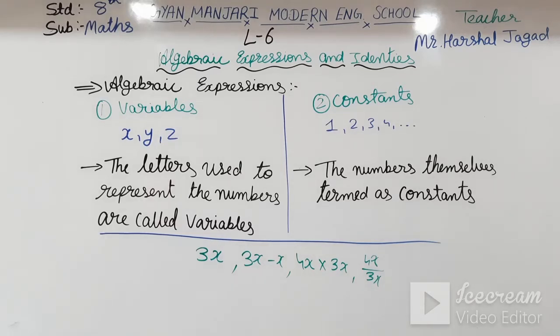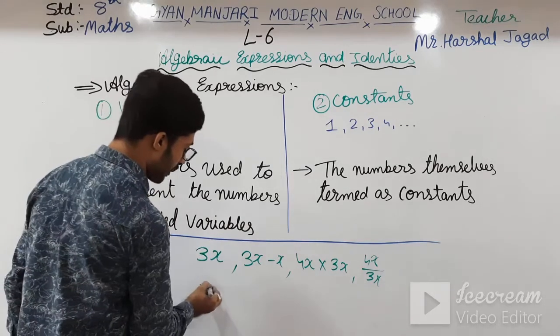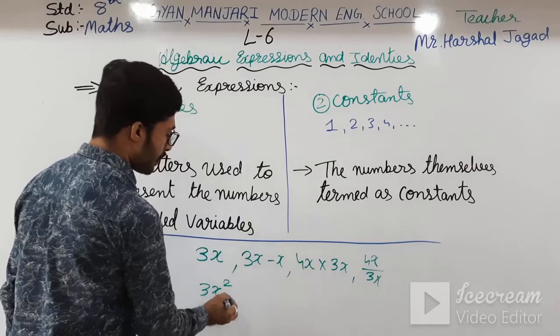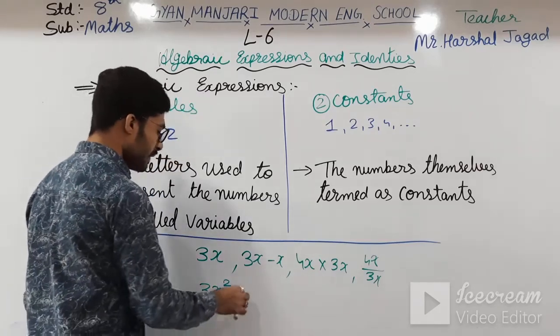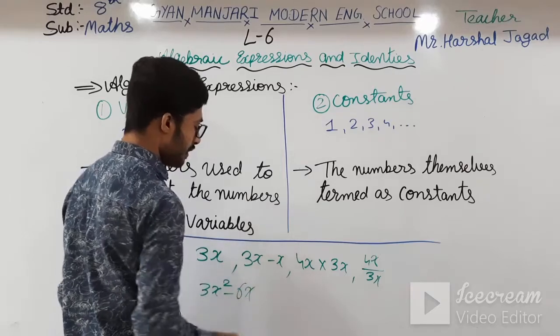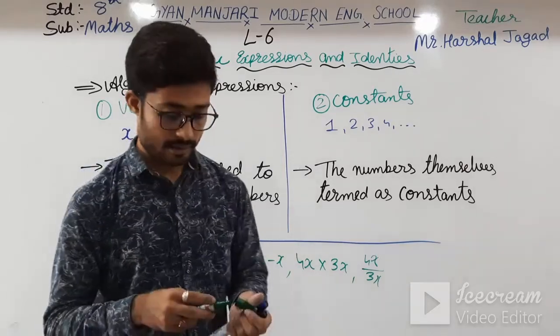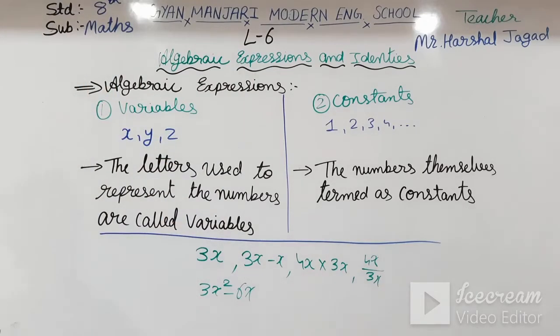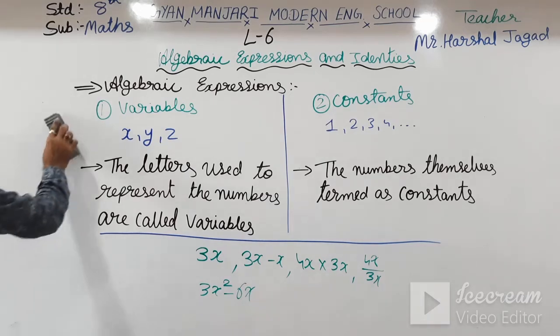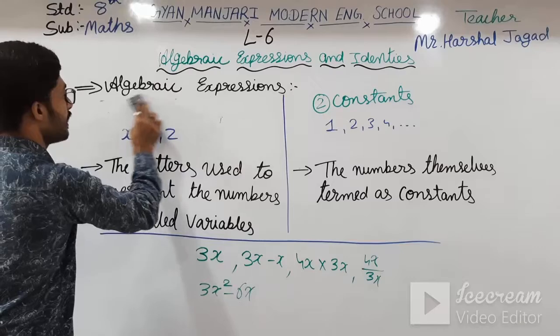Okay students, it also comes in roots, under root or square: 3x square or minus 3x square, minus 6x, all this can come. So these are some of the algebraic expressions. Now going further, there are terms. What are terms? First of all, we will see that.